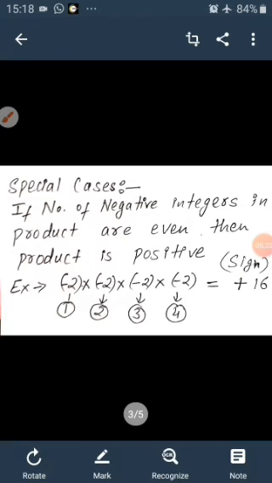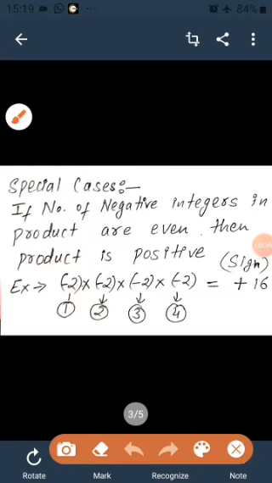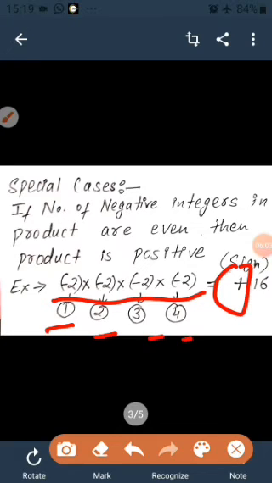Now I am discussing some special cases related to multiplication. If the number of negative integers in a product is even, then the product is positive. Which means that if the negative integers are even in number, then the answer will also be positive. For example, you can see here minus 2, minus 2, minus 2, minus 2. How many times is minus 2 written? 1, 2, 3, 4, and 4 is an even number. Therefore, the answer will be of positive sign.